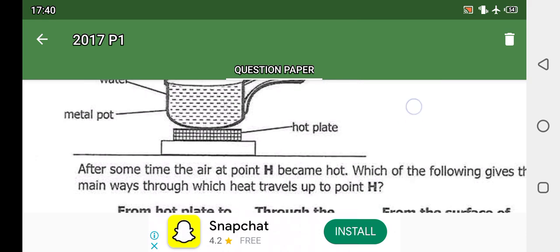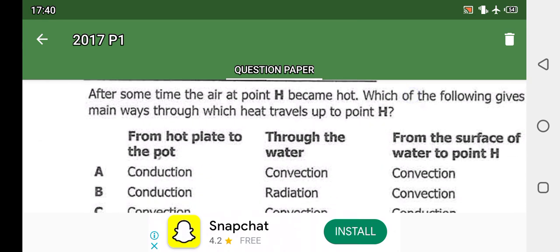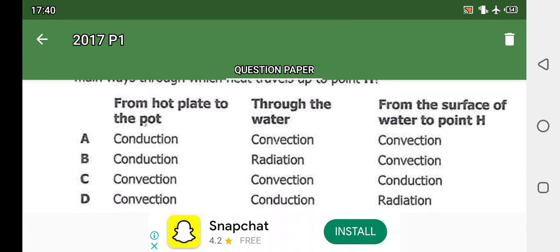Okay. So from hot plate to pot, we all know that is conduction, because it involves the solid. Through the water, that is convection. Through the surface of water at point H, that is also convection. It's not radiation, until radiation occurs when that moisture goes into the atmosphere. So the correct answer is A.